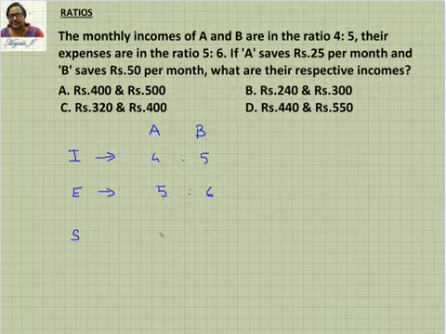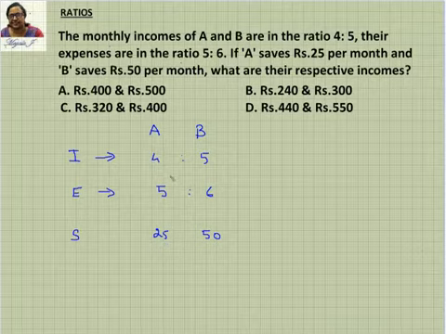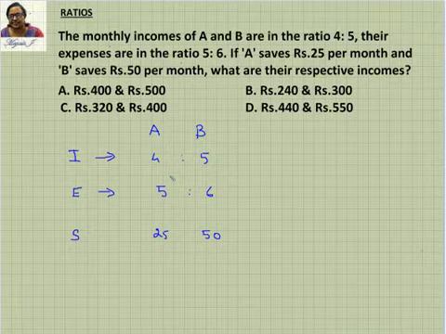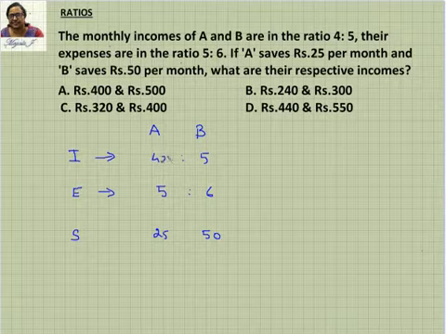The savings here is given as 25. This is not the ratio. This is the value given here. These two are the ratios. This is the value. So the very first thing is, when you have ratios as well as values, you know that you cannot combine these two to solve the problem. Either everything should be in the form of a ratio, or you have to convert the ratios into values. As usual, converting any ratio given into values is nothing but multiplying it by x.